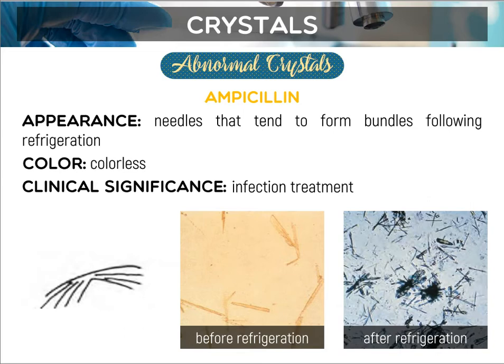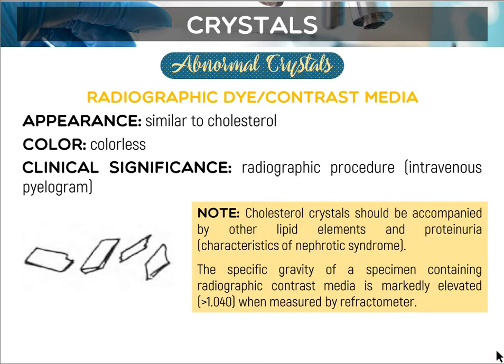Ampicillin, needles that tend to form bundles following refrigeration. And then, same as the sulfa drugs, its clinical significance is infection treatment. Alright, next we have your radiographic dye or your contrast media. So, its appearance is similar to cholesterol. Its color is colorless. And then its clinical significance is your radiographic procedure.